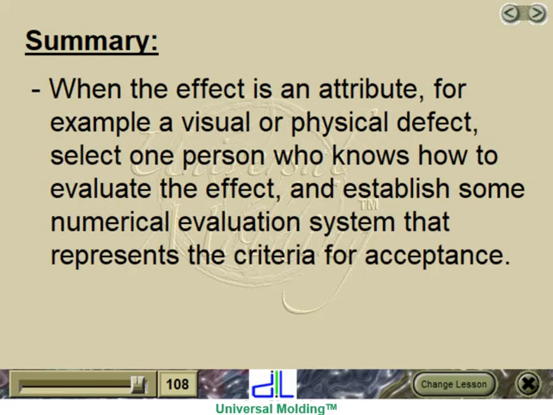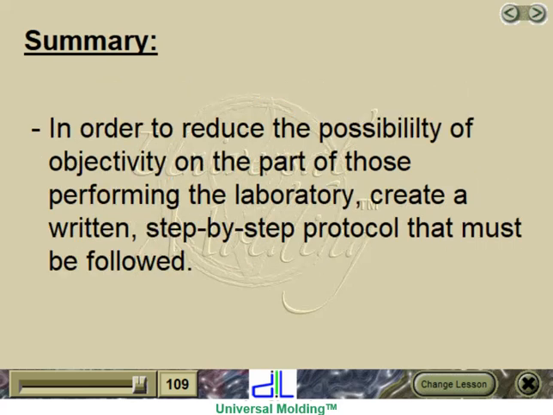When the effect is an attribute, for example a visual or physical defect, select one person who knows how to evaluate the effect and establish some numerical evaluation system that represents the criteria for acceptance. In order to reduce the possibility of subjectivity on the part of those performing the laboratory, create a written, step-by-step protocol that must be followed.